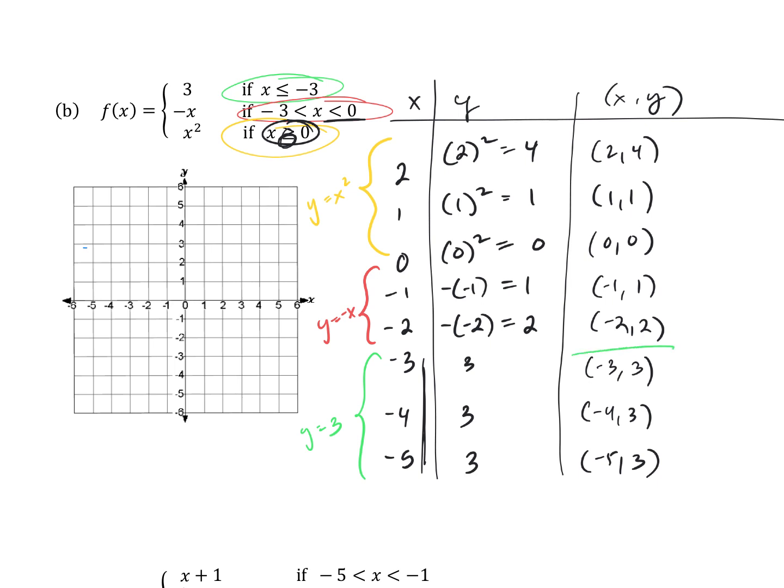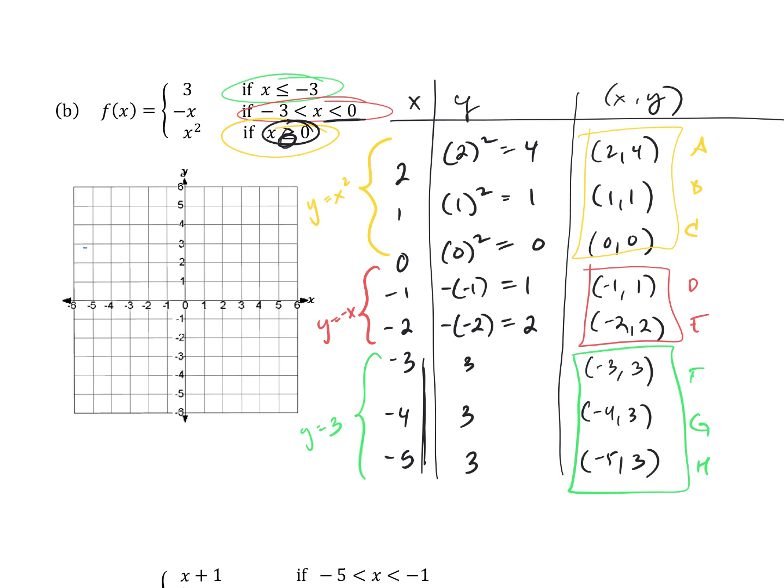Okay, and again, as a reminder, these are for the line, the constant function. These ones are for my slanted line, y equals negative x. And these points are all for my parabola. So let's go ahead and plot those. I'm first going to go ahead and label them, because I don't have a lot of room on my graph. A, B, C, D, E, F, G, H. All right, so let's go ahead and graph these.